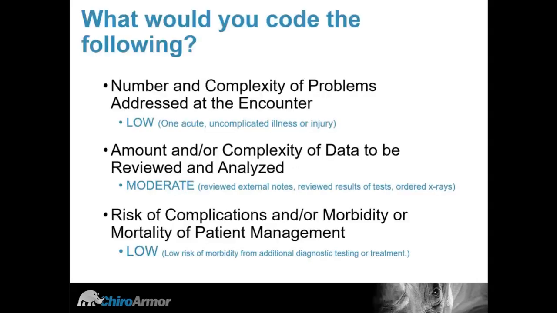And so let's think about now, okay, where do we go from here? Now we have to figure out the code, right? And what we're going to actually do. Well, let's say, for instance, that the complexity of problems that we have is low. So we have one acute uncomplicated illness or injury, all right? And let's say that we had to review some information. We had to order some x-rays, we reviewed results of some tests, we reviewed external notes, and that brought us to that moderate level of complexity of information, which is not out of the ordinary, right?